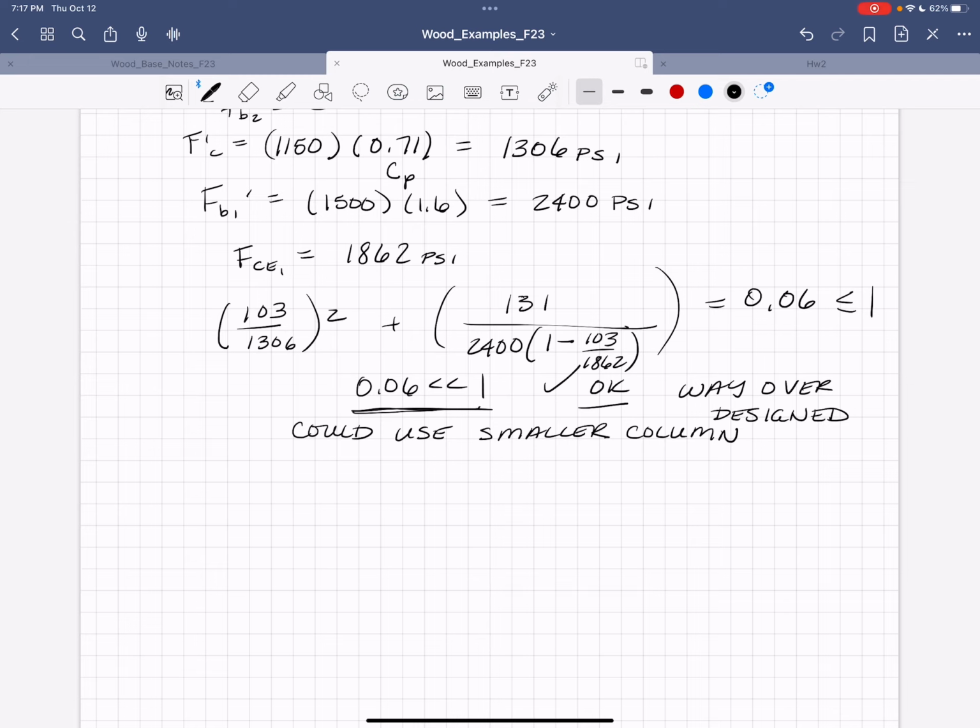So that's the end of the example here. Basically, you do the axial, you do your bending. After you've checked them separately, you need to do the combined load case, which reduces the load when you put the two of them together. Then you have to do the interaction equation. If all that works, then you're good.